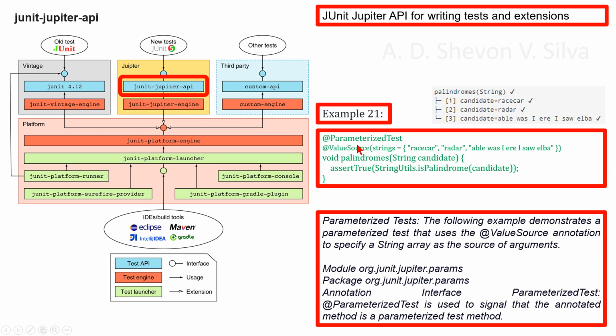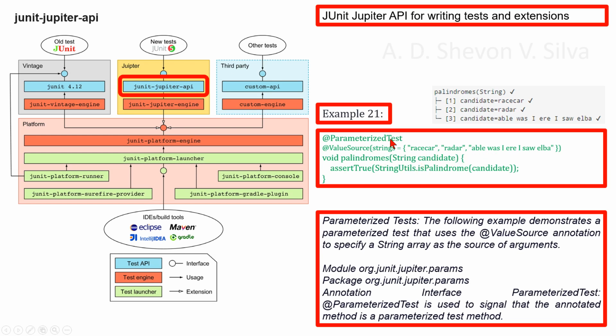In addition, you must declare at least one source that will provide the arguments for each invocation, then consume the arguments in the test method. The following example demonstrates a parameterized test that uses the @ValueSource annotation to specify a string array of source arguments.